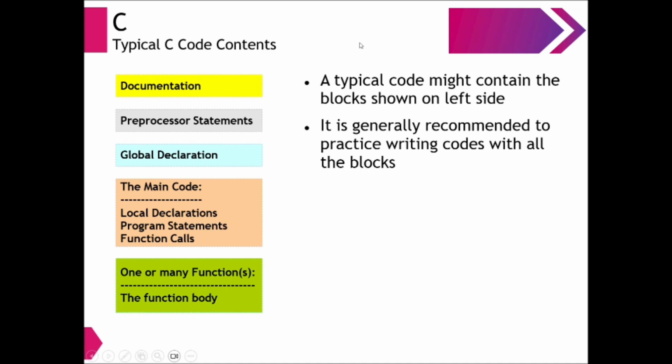Let's go through the typical C structure, like documentation, preprocessor statements, and also global declarations. There is a main function. There will be declarations like local declarations, program statements, followed by function calls. And there are also one or many functions in the body for implementing the program efficiently. A typical code might contain blocks, and it is generally recommended to practice writing code with all the blocks.